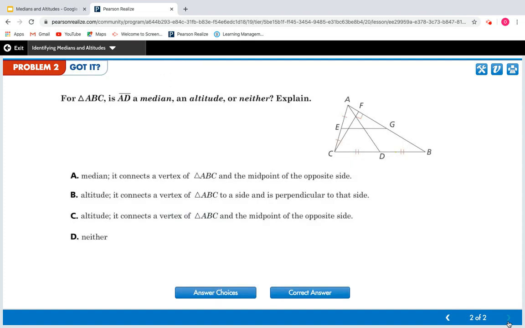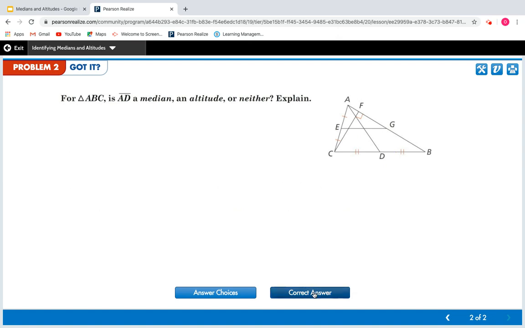Let's have an example here. So for triangle ABC, is AD a median, an altitude, or neither? Explain. So AD is a segment from the vertex to the midpoint of the opposite side. So therefore, AD is a median because it connects the vertex of triangle ABC to the midpoint of the opposite side. So the correct answer will be A.